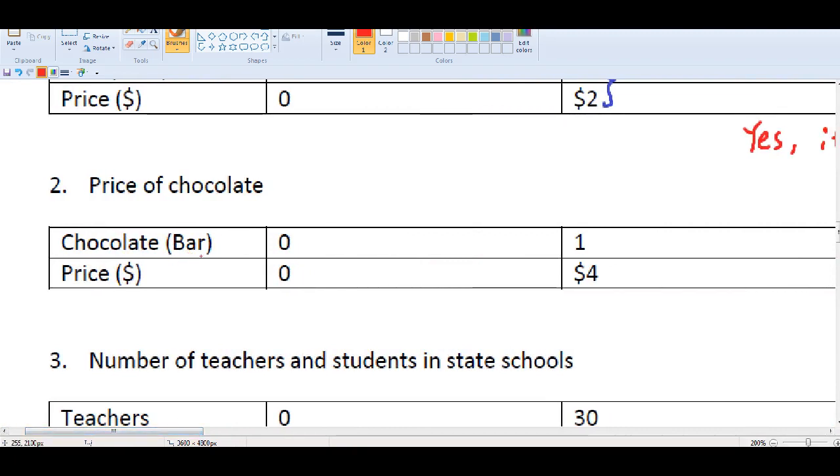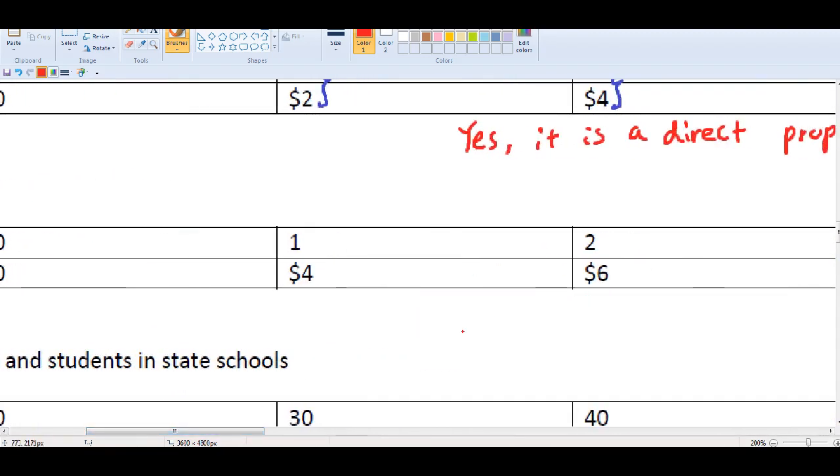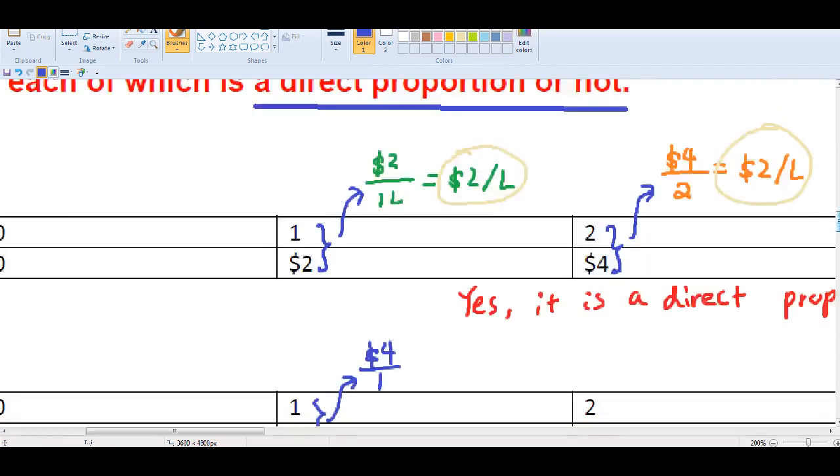Okay, so another price. So 0, 0, of course, if you are not going to buy any chocolate bar, they are not going to charge you, right? So if you want to buy one, it's $4. If you buy two, $6. Did you think this is a direct proportion? Okay, let's have a check. So if you got one bar, $4, if you divide them, then you will see.